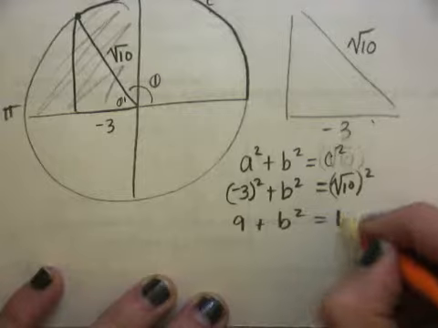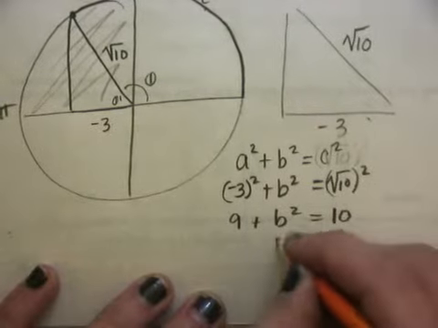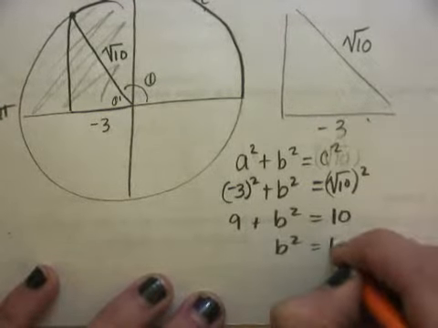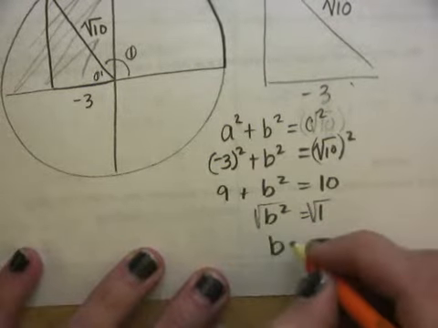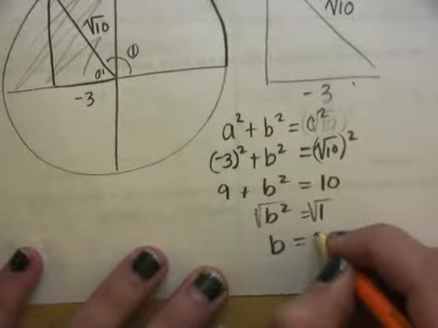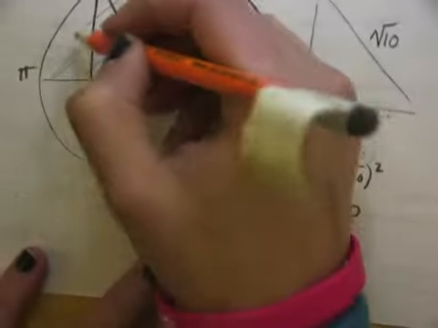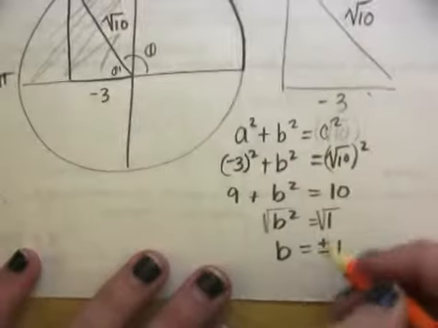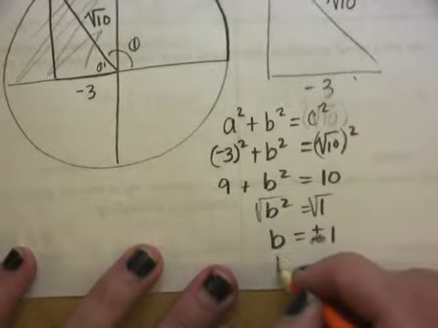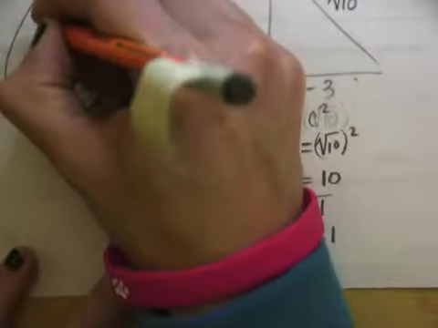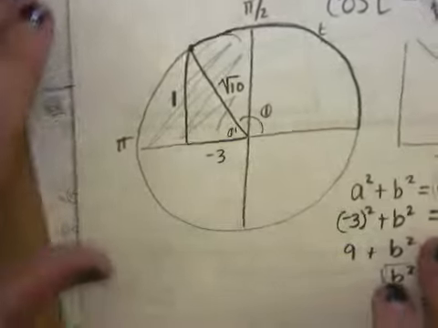Square root of 10 squared is 10. Subtract 9. Take the square root. So b could equal positive or negative 1. But since we're in quadrant 2 and we're finding our vertical side here, we know that b has to equal positive 1 only. So in this case, we have our triangle complete.